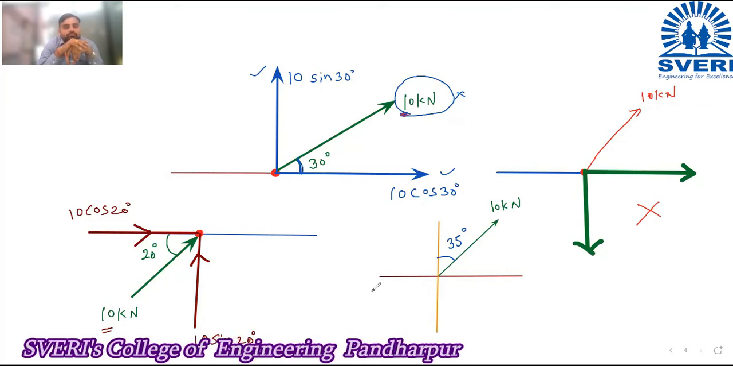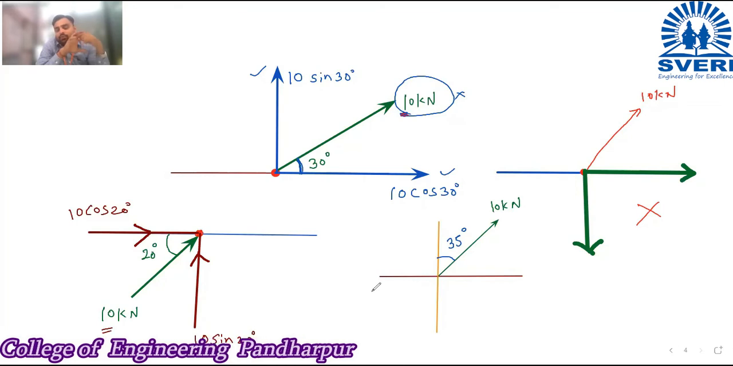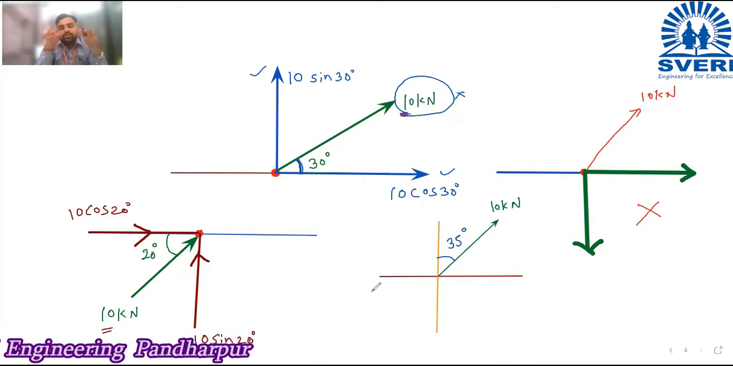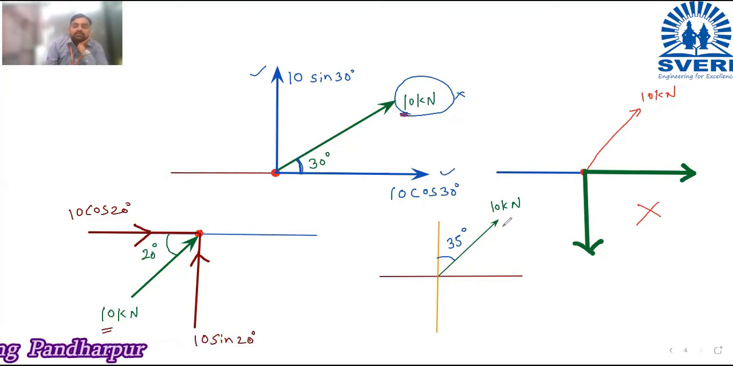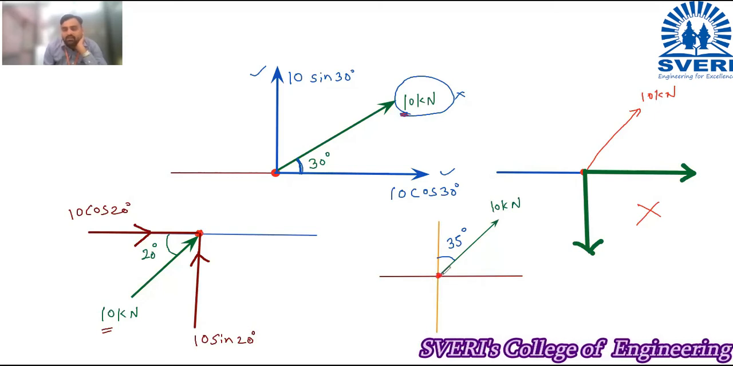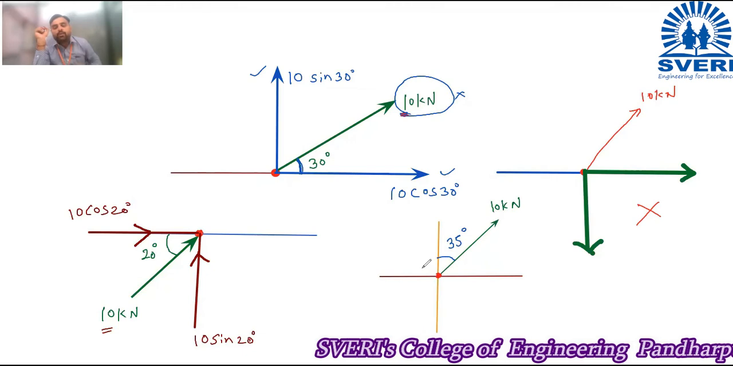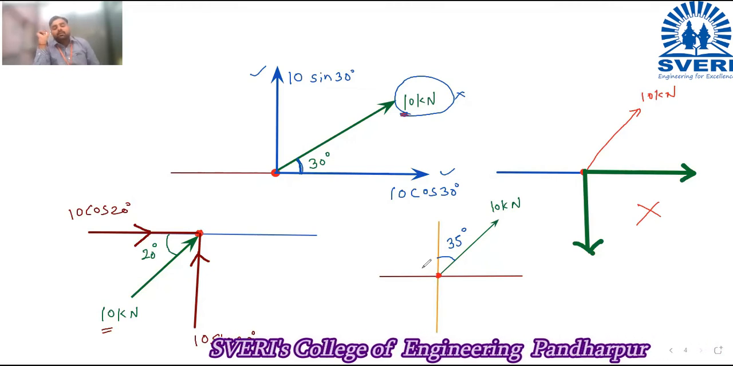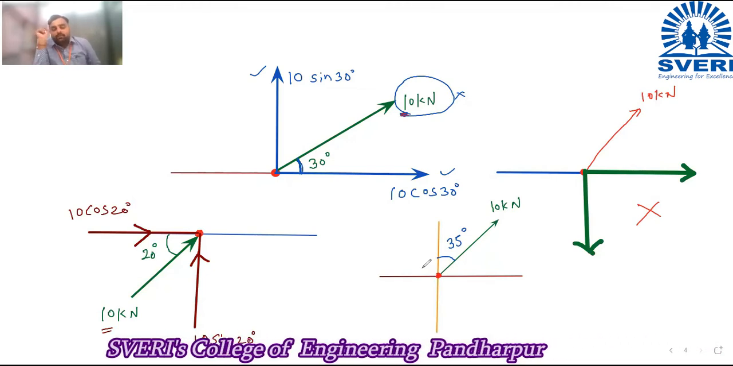Direction. First, see the direction of the force. The direction of the force is away from the point, so this is the tensile force away from the point. Then see the point of contact. This is the point of contact, the point of application. We can say point of application and point of contact is the same thing.